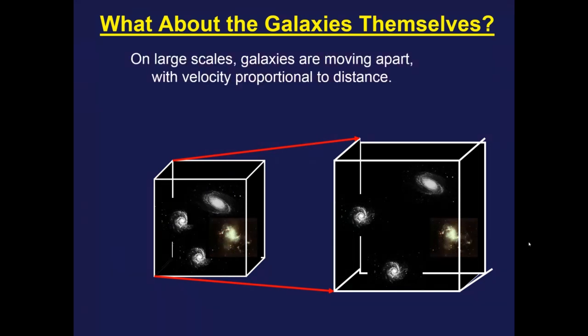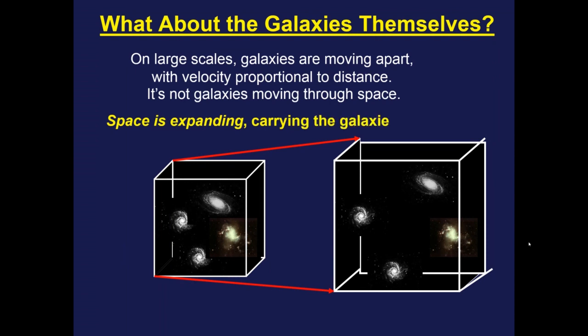So on large scales only, galaxies are moving apart, and the speed at which we see them moving depends on their distance. Right? It's not actually galaxies flying away from us. We did not do something rude, and now everyone is getting the hell away from us. Rather, it is the space itself that is expanding. And like a conveyor belt, it's carrying the galaxies away from us.